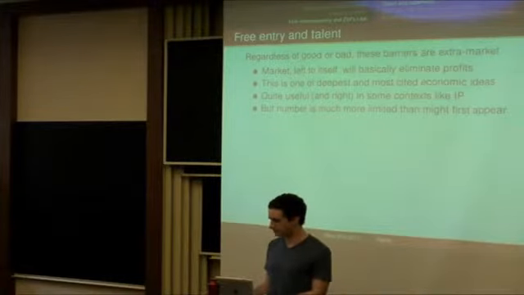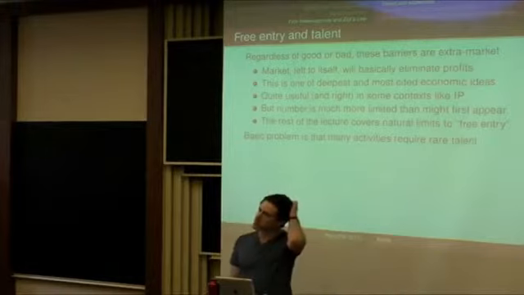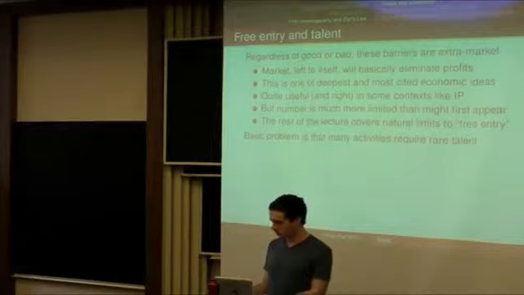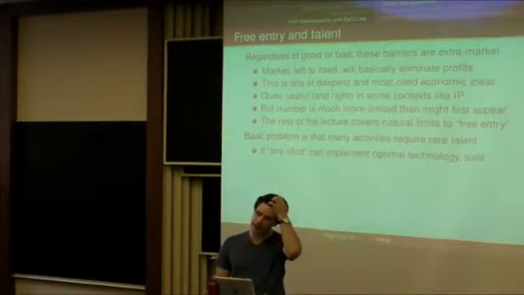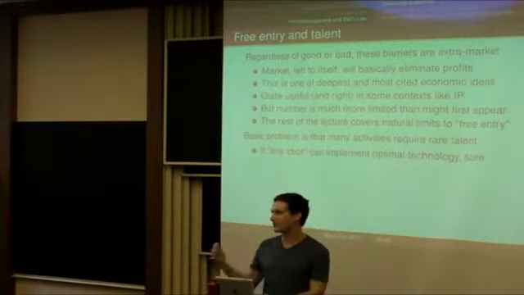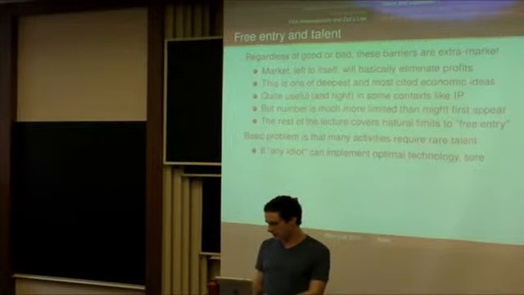Now, the number of cases where it's really possible to do something like this is much more limited. So, in the rest of the lecture I'm going to cover limits to this type of free entry. The basic problem is it often requires talent to produce a product. So it may be true that any idiot or any moderately intelligent Taiwanese person can go out and reverse engineer and come up with another iPod. But that's probably not true in other cases.